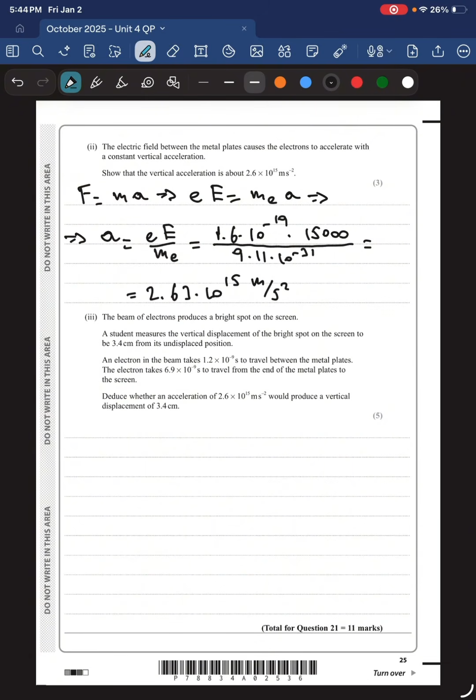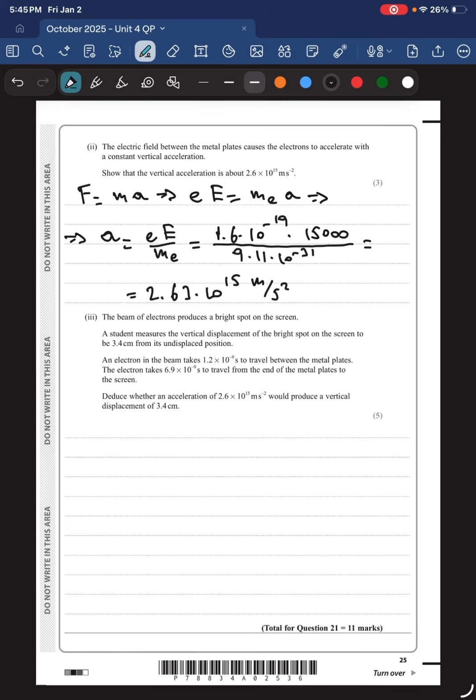The beam of electrons produces a bright spot on the screen. A student measures the vertical displacement of the bright spot on the screen to be 3.4 centimeters from its undisplaced position. An electron in the beam takes 1.2 times 10 to the negative 9 seconds to travel between the metal plates. The electron takes 6.9 times 10 to the negative 9 seconds to travel from the end of the metal plates to the screen. Deduce whether an acceleration of 2.6 times 10 to the 15 meters per second squared will produce a vertical displacement of 3.4 centimeters.